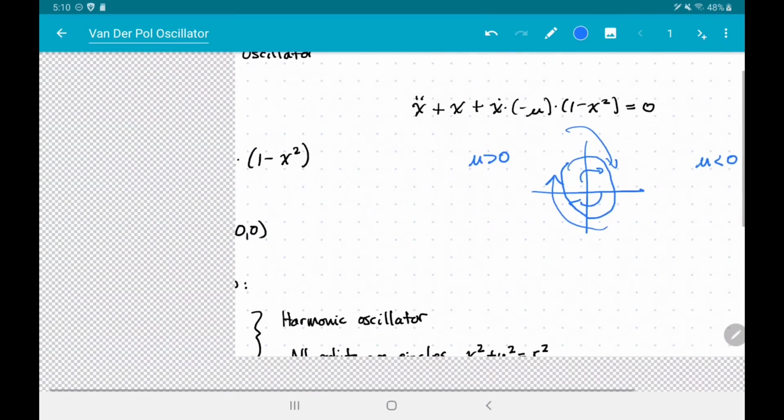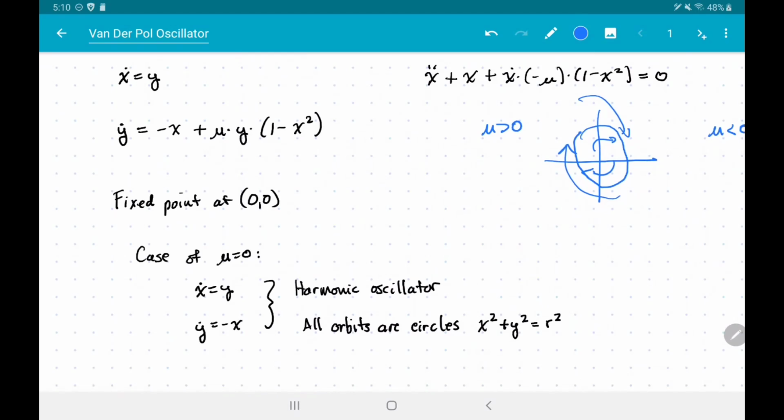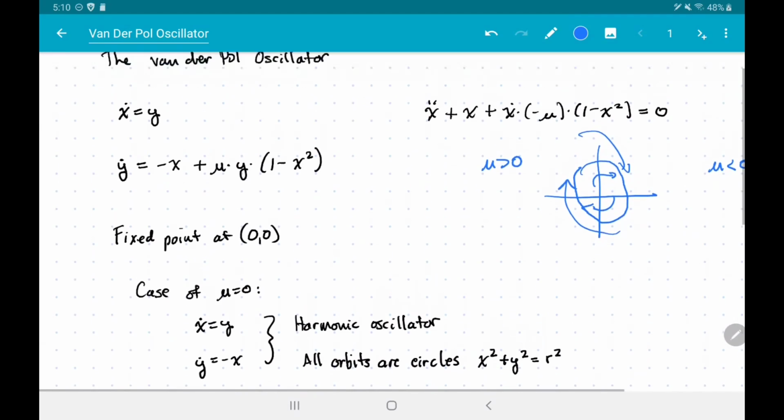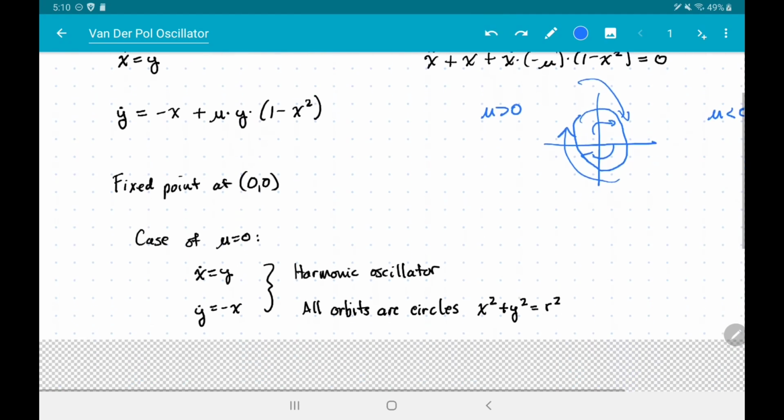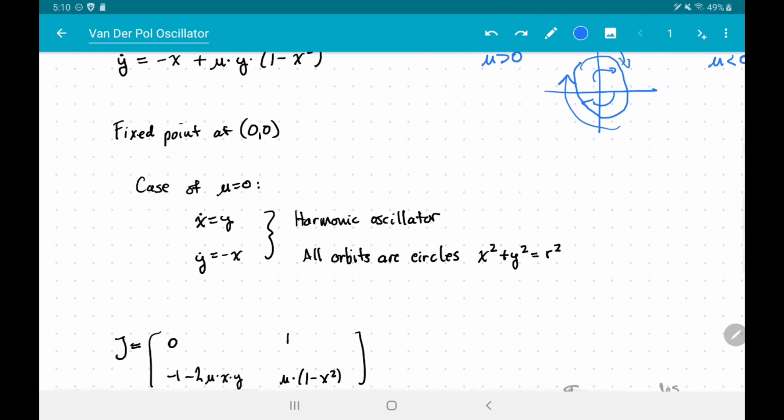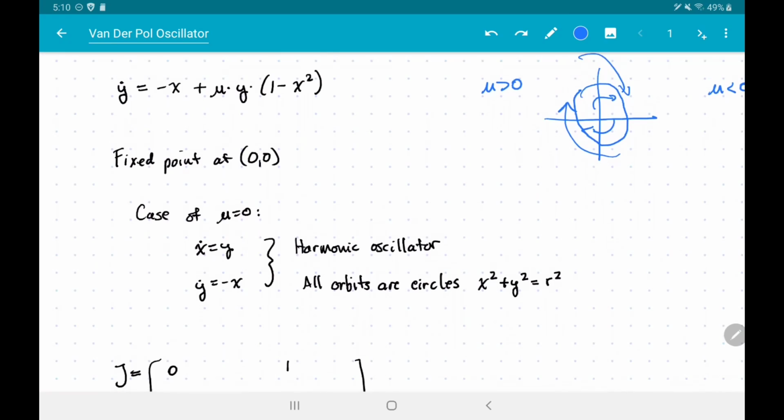Okay. So first, a little bit of linear stability analysis. It should be clear that for fixed points, y must be 0, and once y is 0, that zeroes out everything over here, and we're left with x equals 0. So there's only the one fixed point at the origin. Again, if you zero out mu, then you're just left with the harmonic oscillator. All orbits are circles, and the origin is a center.